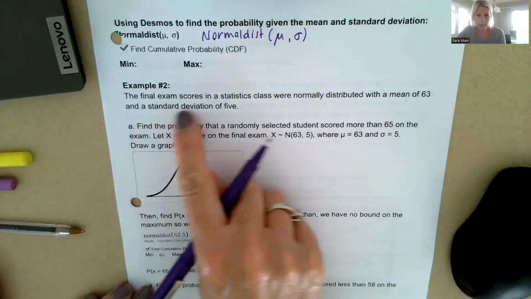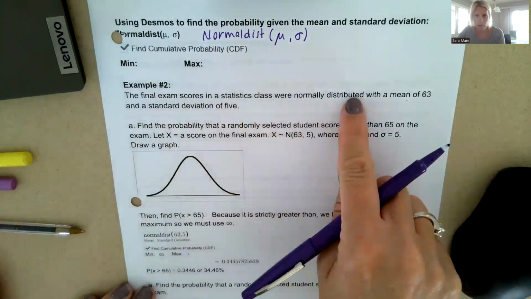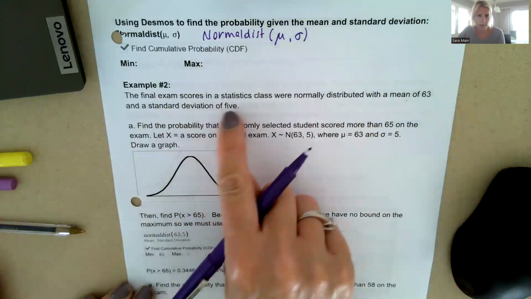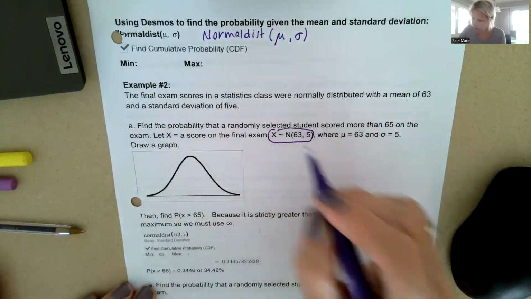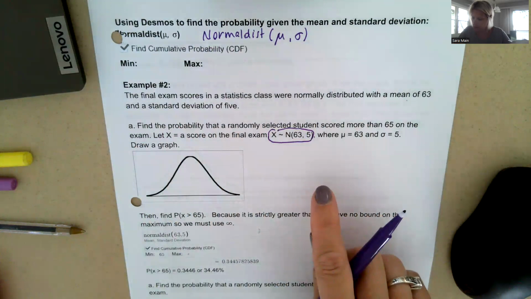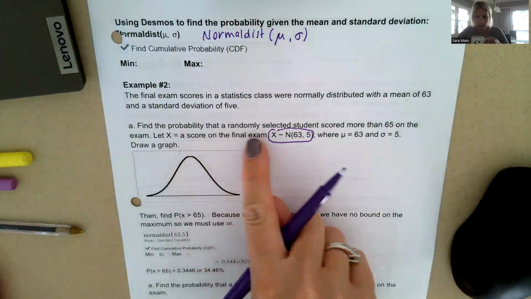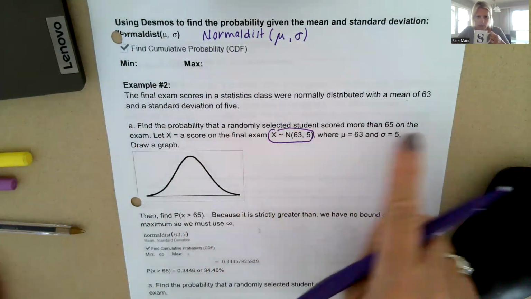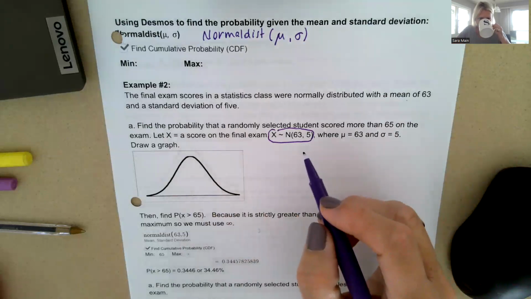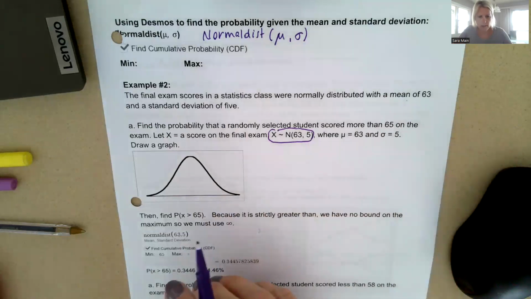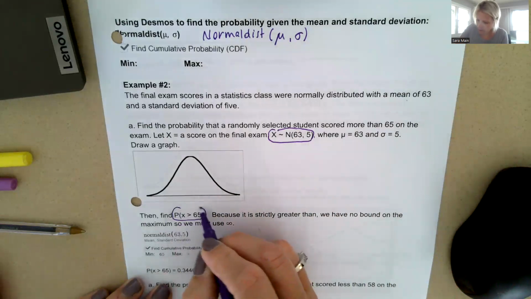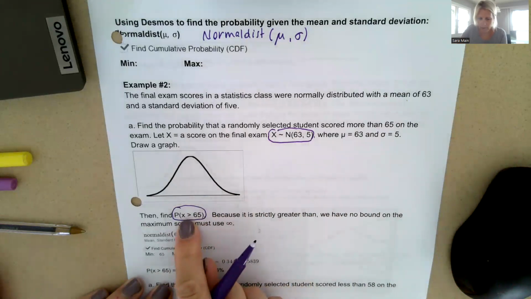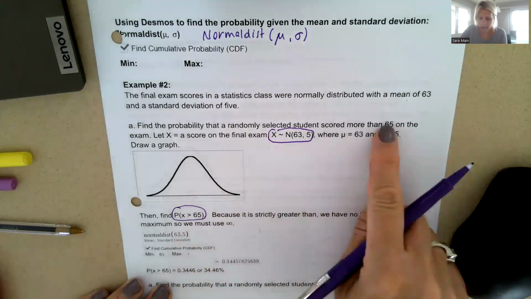So it says the final exam scores in a statistics class were normally distributed with a mean of 63 and a standard deviation of 5. So we're going to describe it just like this down here. Find the probability that a randomly selected student scored more than 65 on the exam. So we are going to write that down here. This is what it looks like when we write other probabilities. So you'll need to show me that the probability that X is greater than 65. That's what we asked for.